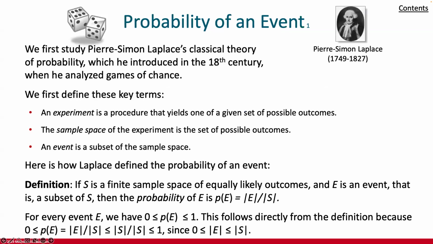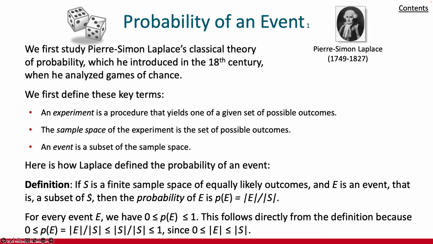So some more things that we'll cover. First of all, Laplace. Laplace defined a couple of different things. An experiment is a procedure that yields one of a given set of possible outcomes. The sample space of the experiment is the set of possible outcomes, and an event is a subset of the sample space. And this is how he defined that.